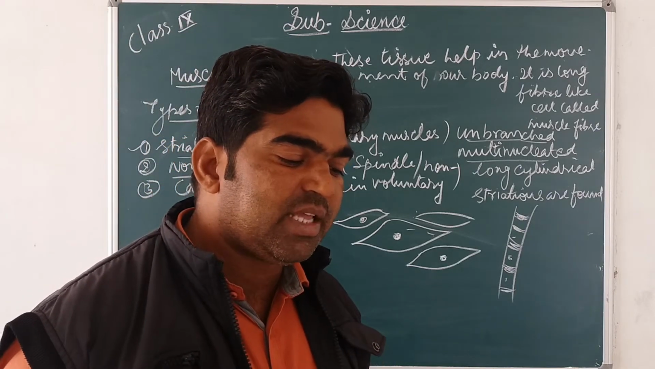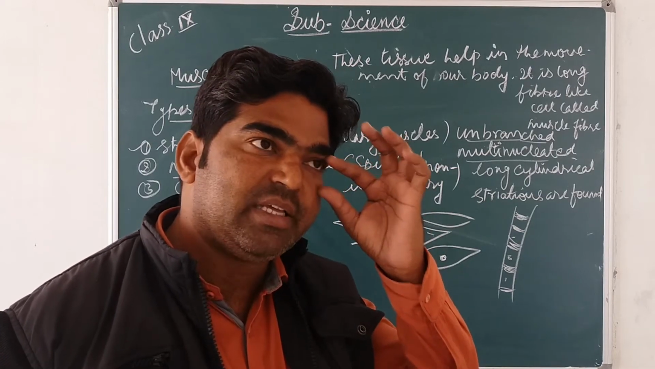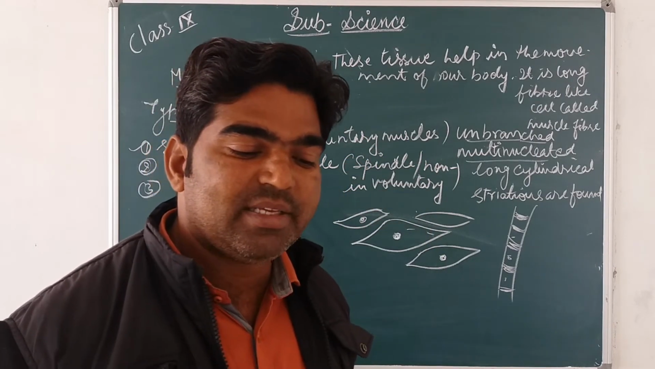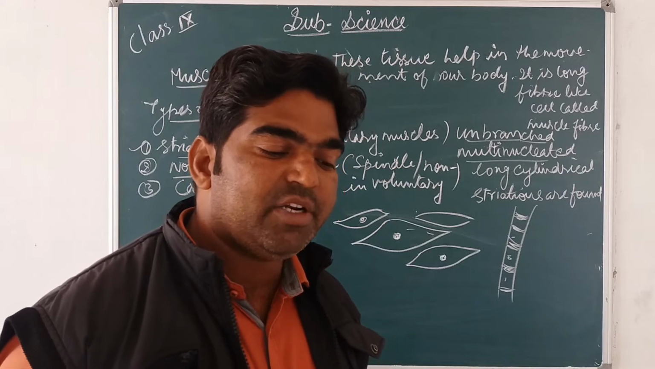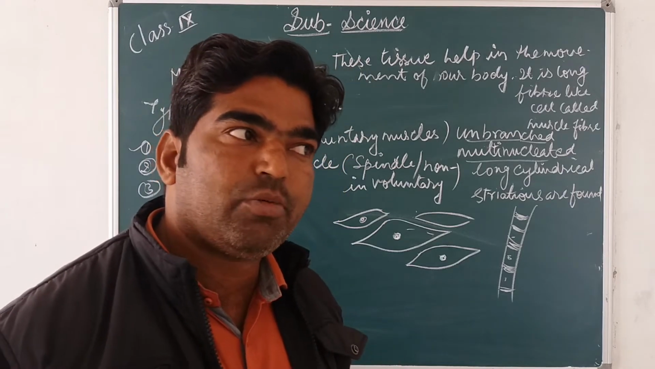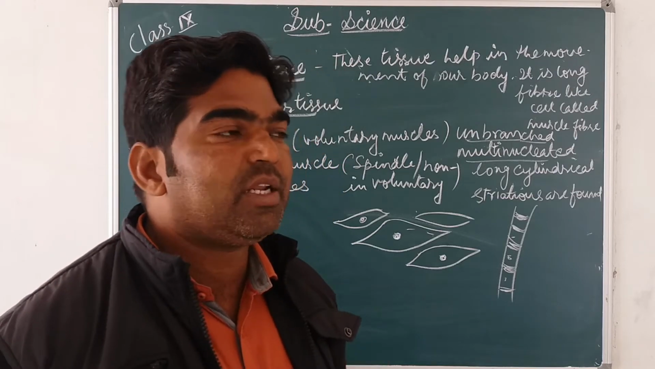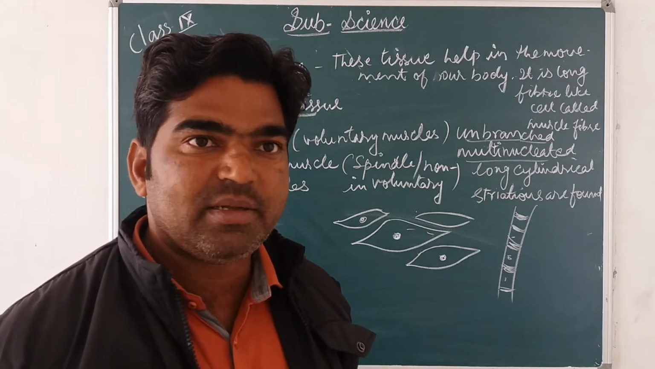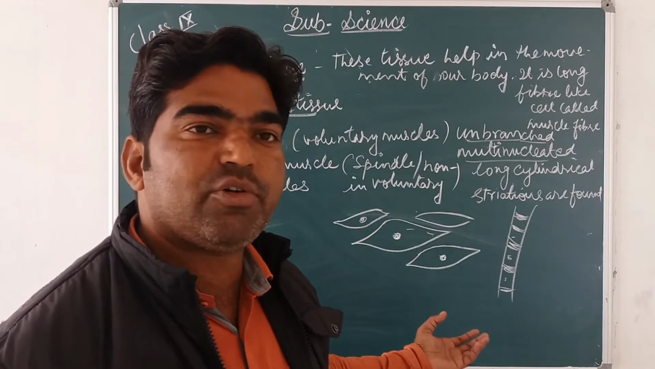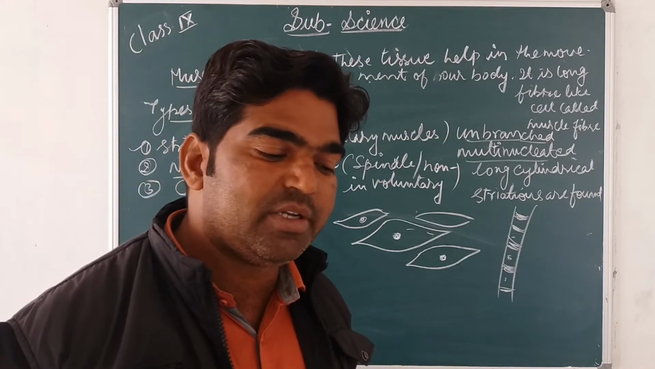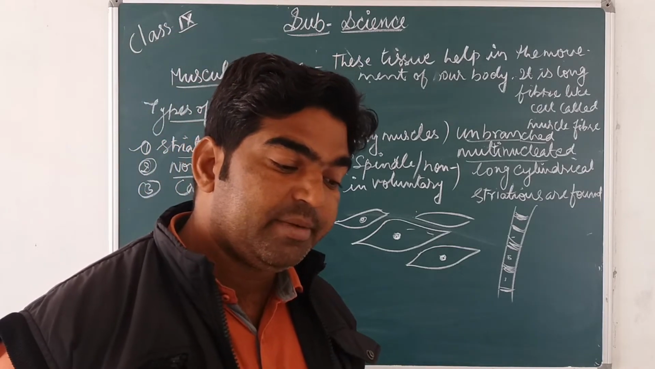Where is it found? These are found in the iris, small intestine and large intestine. It is found in the bronchi of the lungs. These are also located in the uterus. Smooth type muscles or spindle type involuntary muscles are found in that area.